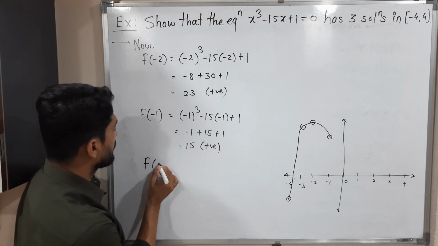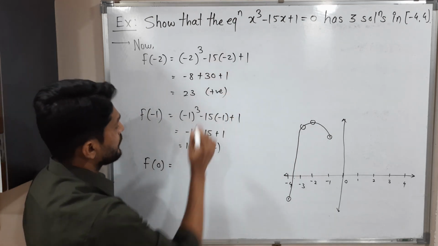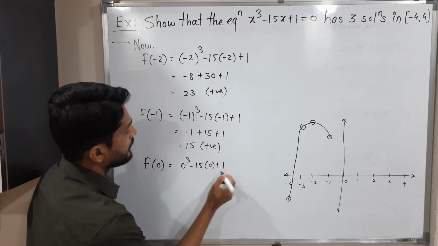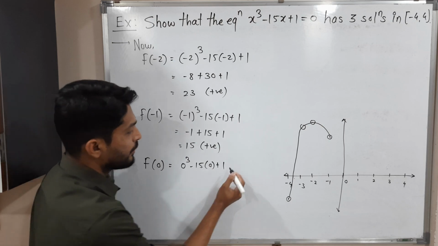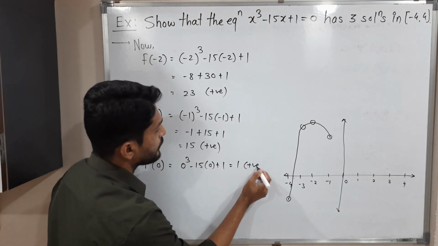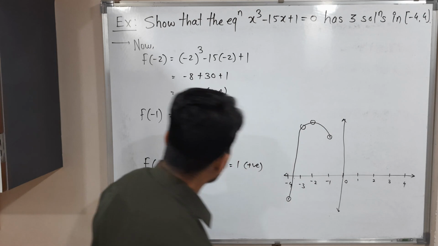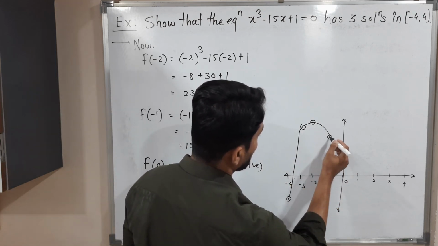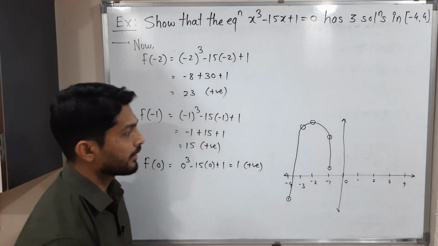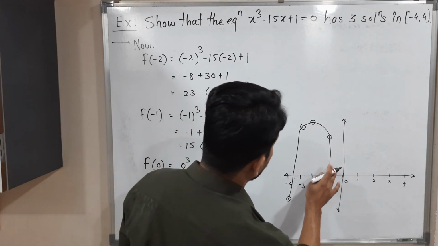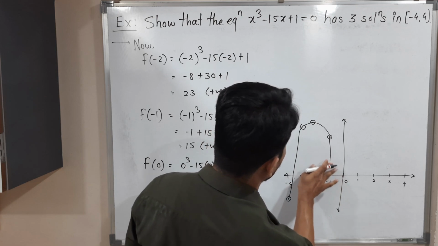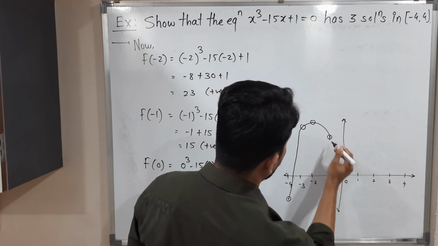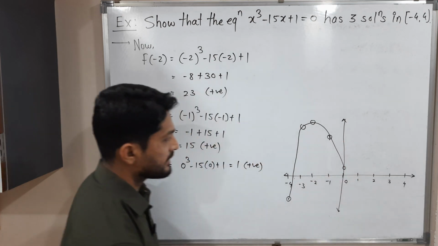F of 0, let us put 0 here. 0 cube minus 15 into 0 plus 1. So obviously these two will give us value 0 and 1, so that means positive again. So at 0 we are getting 1, comparatively small but positive. Okay, we are interested in the sign, positive. So graph will be like this.